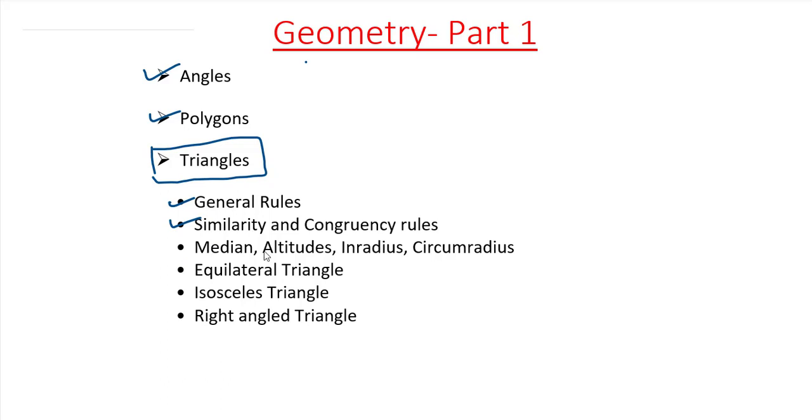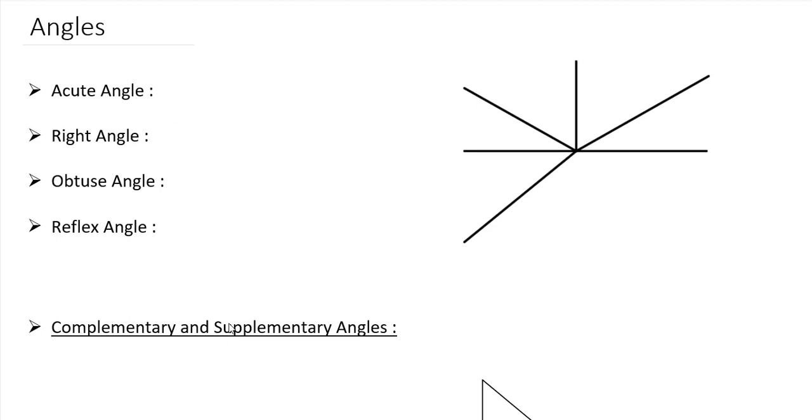We'll understand what is median, what is altitude, inradius and circumradius. Then we'll discuss in detail about three important triangles, that is equilateral, isosceles and right angle triangle. So let us begin. Angles.